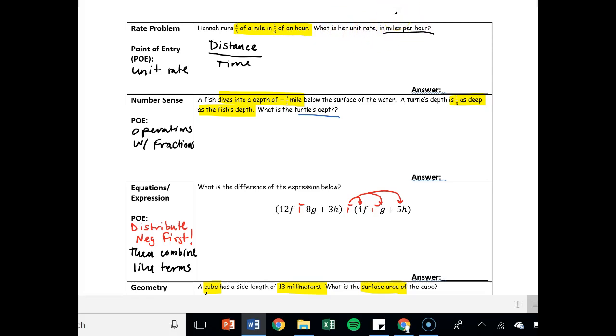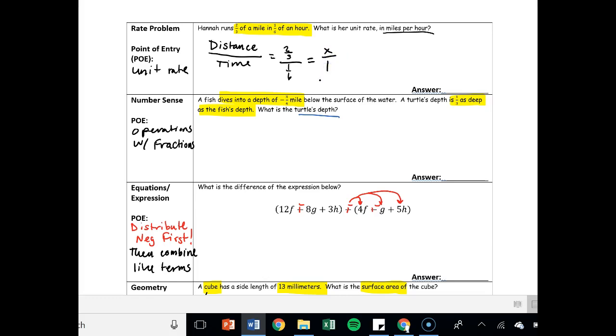So unit rate, you can write ratios, right? So we have a distance over time. If her distance is equal to 2/3 of a mile, over her time is equal to 1/6 of an hour, right? And then we want to know what is going to be her miles per hour. So her distance is going to be 1 mile, how far can she go in 1 hour, right?